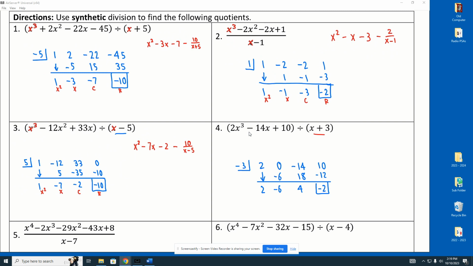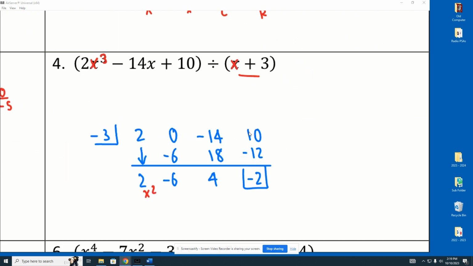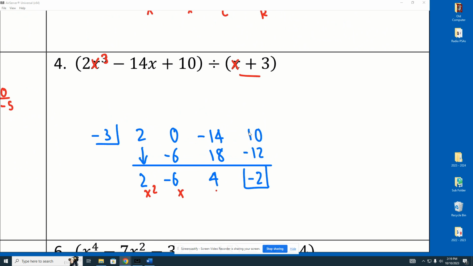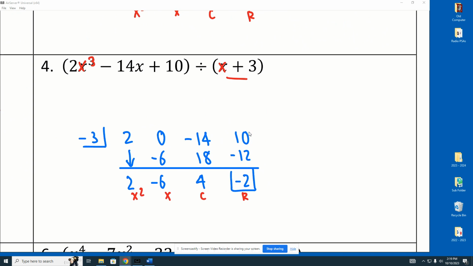So like we've done on all these problems so far, we've got x cubed divided by x. So this is going to start with x squared. Then x, then constant, and then remainder. Remember, it always has to end that way, y'all. Every time. So what's my final result? 2x squared minus 6x plus 4 minus 2 over x plus 3. And that's it. That's how you do it.